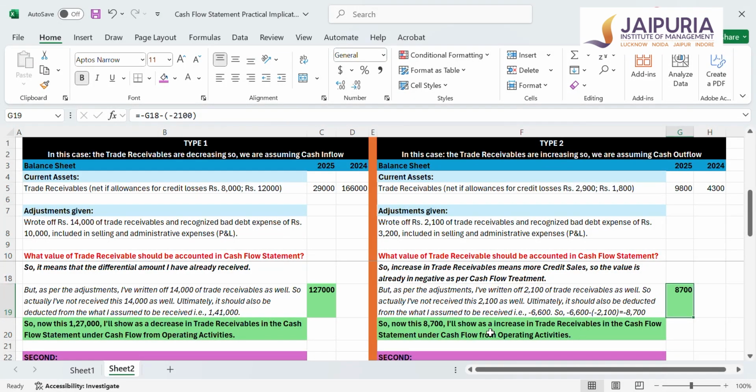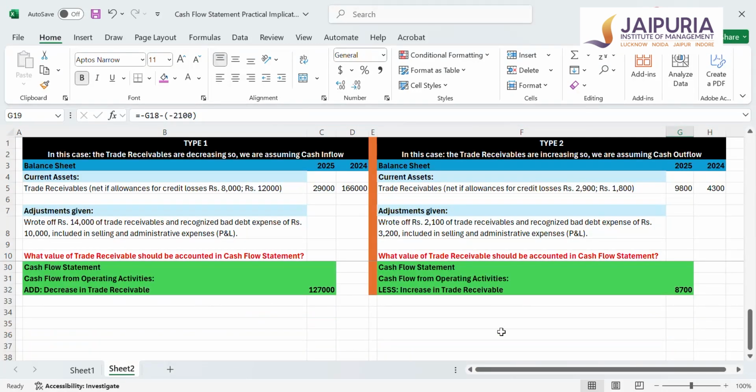Now this is an increase in trade receivables, so it will be deducted, and here it was a decrease in trade receivables, so it will be added. Decrease in trade receivables means I have actually received cash. Increase in trade receivables means I have made more credit sales, so I have not received the cash. Up to this point, I think it is clear.